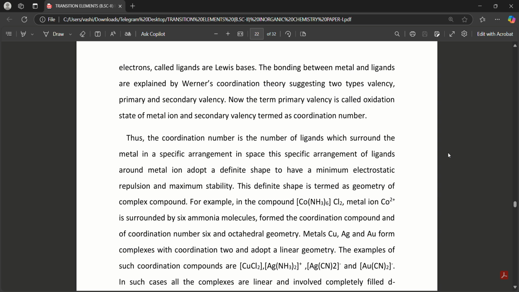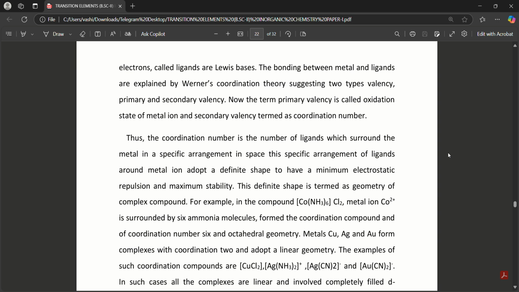or Lewis bases. The bonding between metal and ligands is explained by Werner's coordination theory, suggesting two types of valency, primary and secondary. The primary valency is called the oxidation state of the metal, and the secondary valency is termed the coordination number. Thus, the coordination number is the number of ligands which surround the metal in a specific arrangement in space. This specific arrangement of ligands around the metal ion adopts a definite shape to have minimum electrostatic repulsion and maximum stability. The definite shape is termed the geometry of the complex compound.